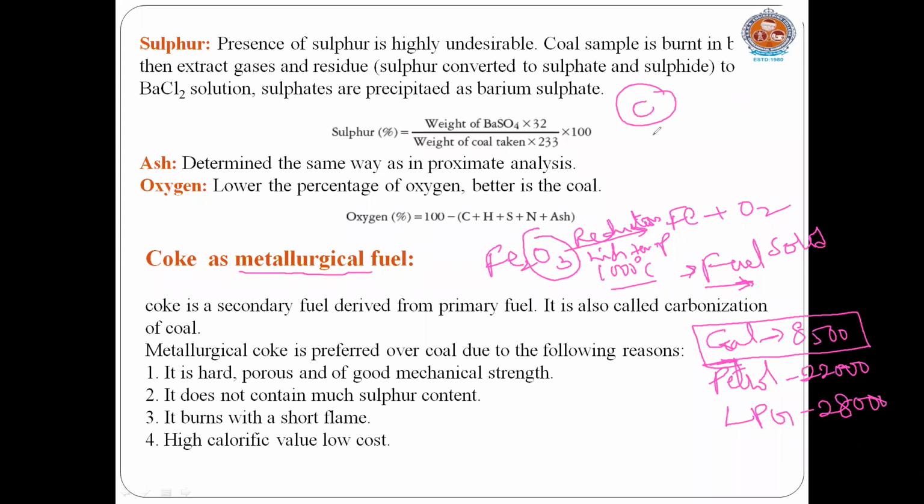Remaining others are undesirable, like hydrogen. Basically hydrogen has calorific value, but hydrogen is mostly associated with oxygen or volatile matter, so it is undesirable. Next, nitrogen is also undesirable. Sulfur is also undesirable. Oxygen, undesirable. All these substances are undesirable. Especially due to the presence of sulfur and nitrogen content in the fuel sample, it leads to corrosion. It leads to corrosion on metals.